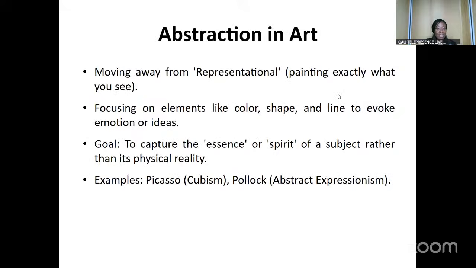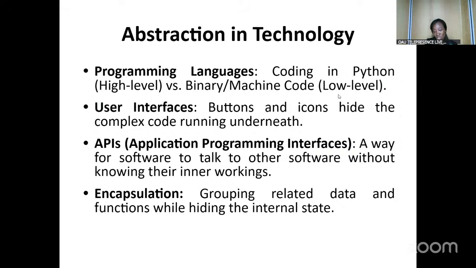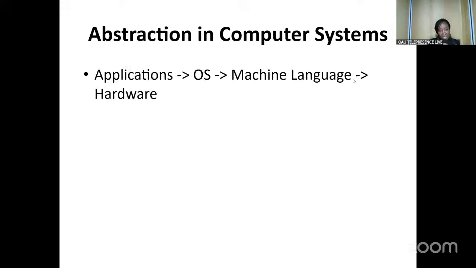So now we move to abstraction in technology. We have discussed abstraction in real life scenarios like the ATM and in arts, but this slide has to do with abstraction in computer science. And computer science definitely is under technology. So when you talk of technology, we are talking about programming languages, user interfaces, application programming interfaces, and encapsulation. Those are the things you'll be focusing on.